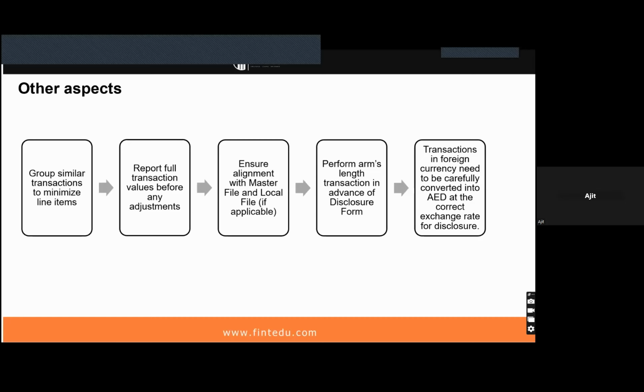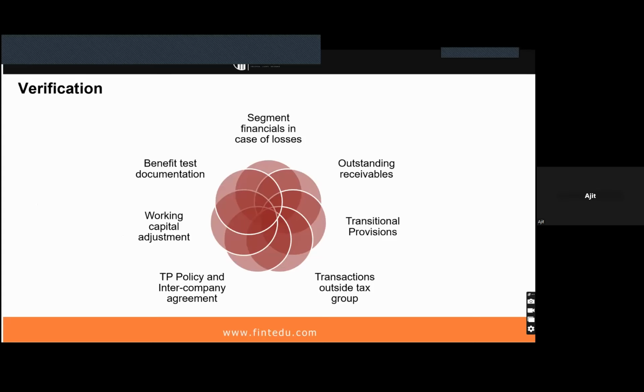Your pricing can be cost plus 10% markup, but the method you select in the TP disclosure form can be the transactional net margin method, even if your pricing is cost plus 10%. So this is very, very important. Perform the arm's length analysis in advance of the disclosure form. Transactions in foreign currency need to be carefully converted into AED, so the whole disclosure form is in AED.